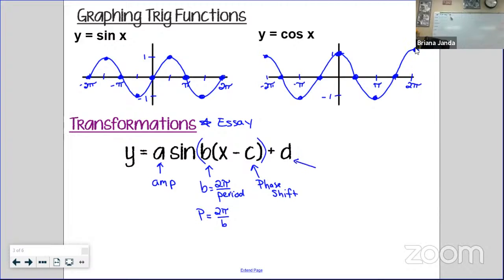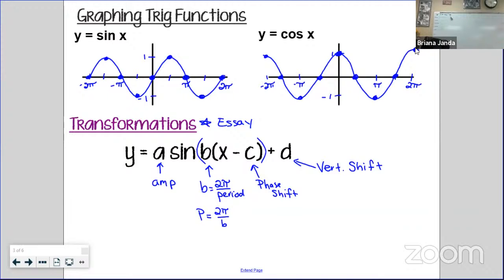D is our vertical shift. It is where we move the midline, not just the midline. The entire graph moves that far, but when we were physically graphing it, that's where we started. We just shifted our midline and then we just made everything related to that.